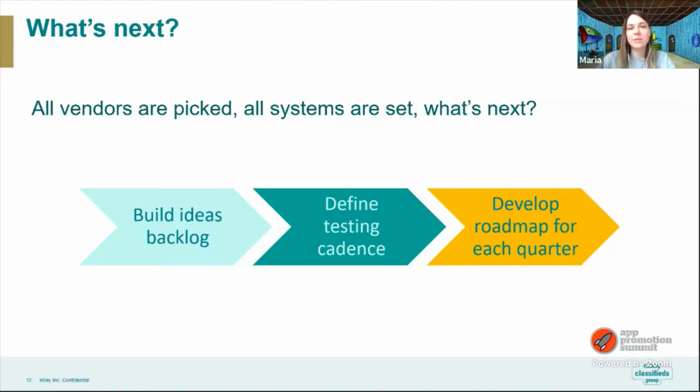So after all the vendors are picked and all teams are onboarded, what's next? This is the time when you have to brainstorm ideas for everything that you want to test, and build a backlog of those ideas. After that, you have to define a testing cadence, and this usually should be according to the release calendar. On top of these two things, you can develop your roadmap for each quarter. It's very important because you have to take into account seasonality and major media activities, and it will be transparent for you and your team and streamline the process.